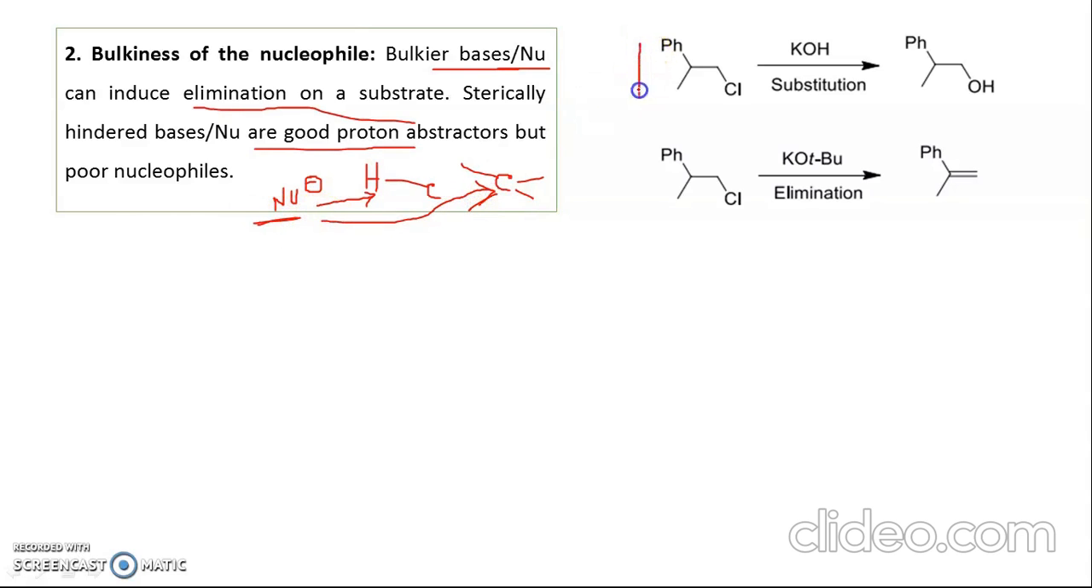So here we have an example, same substrate we are using, but in the first case this is HO minus, our base. In the second case it is tertiary butoxide ion, that is the base. I am just writing the charge over oxygen. So obviously it is more bulky. So approach towards the hydrogen, this is alpha, this is beta, approach towards this hydrogen for this bulky base will be easier compared to HO minus. So that is why in the first case we are getting substitution product, but in the second case we are getting elimination product.